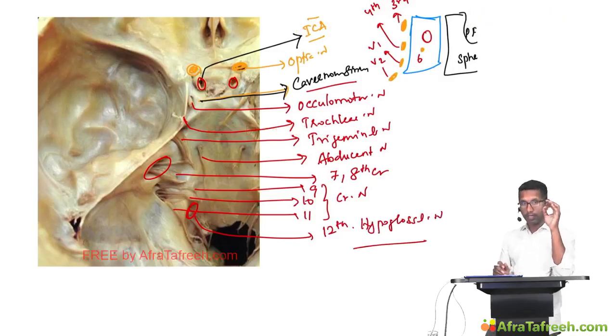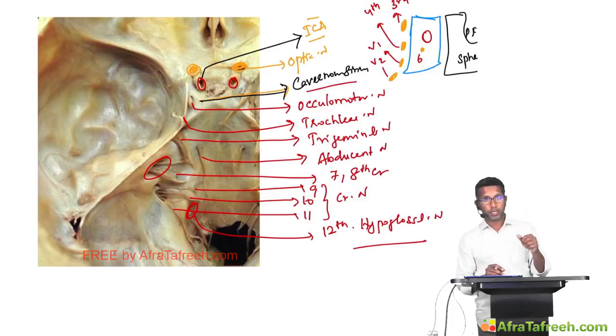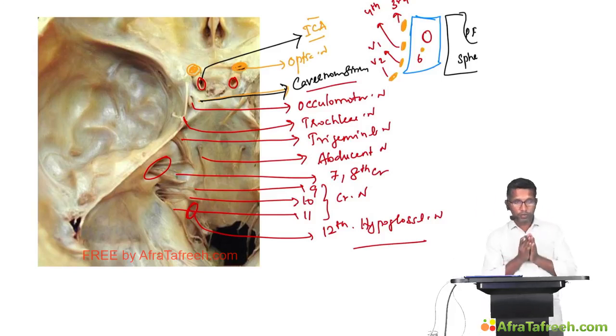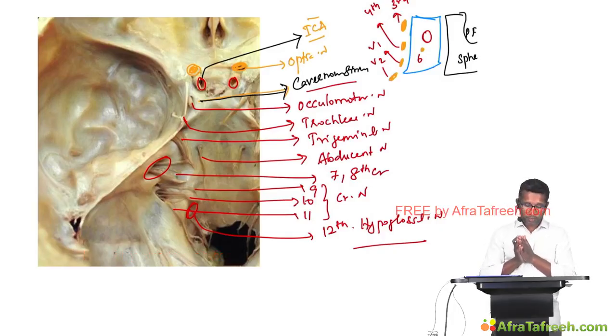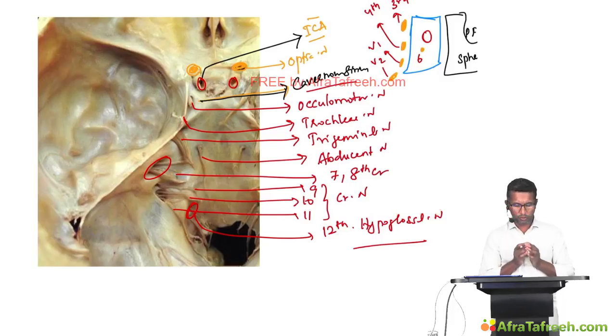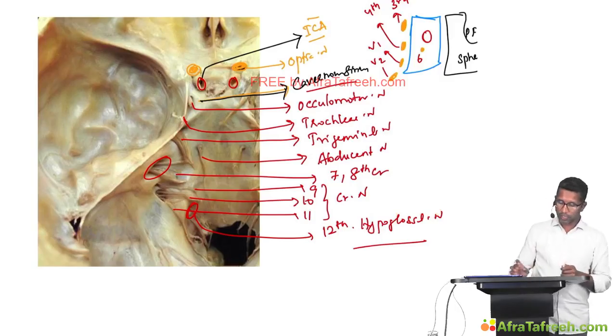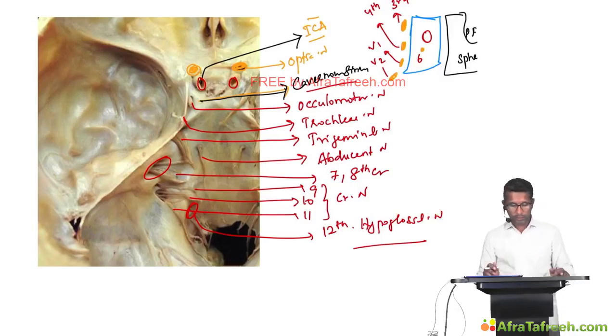So this is a cadaveric image, a little bit tricky, unless you orient yourself properly to this picture, there is a high probability we can go wrong. So this is about the various nerves in the cadaveric image and the interior of the cranium.